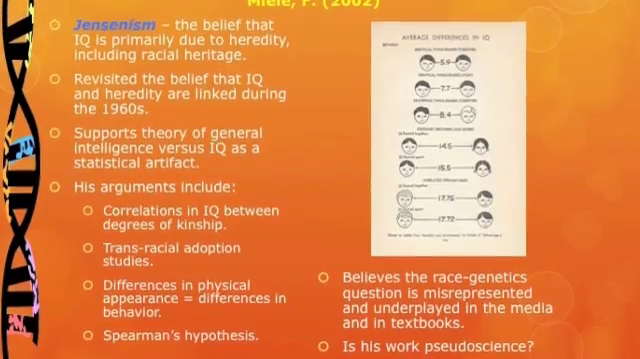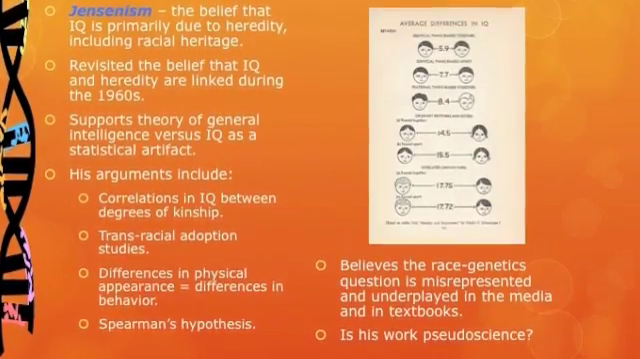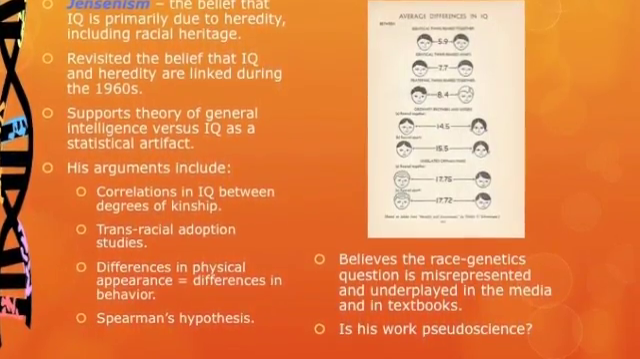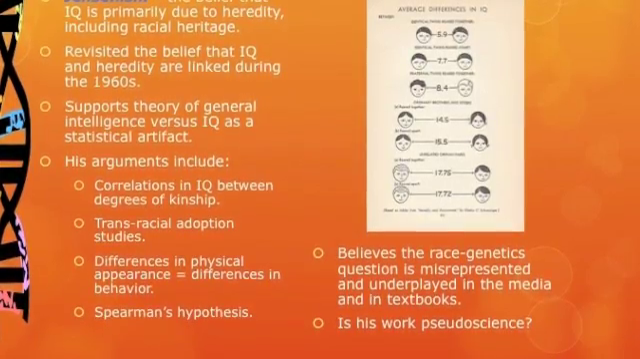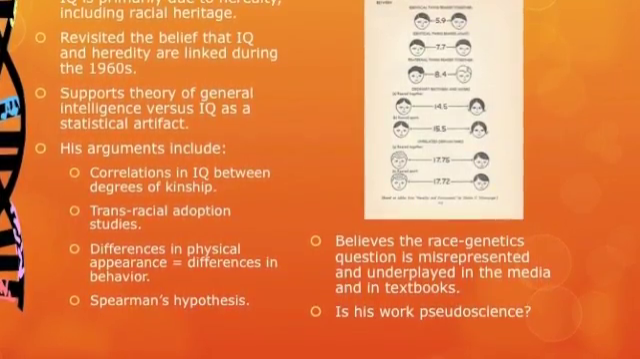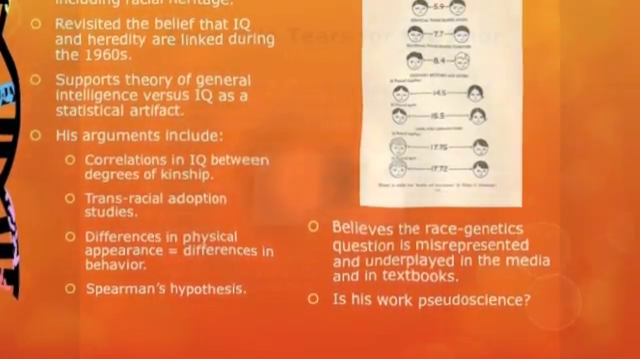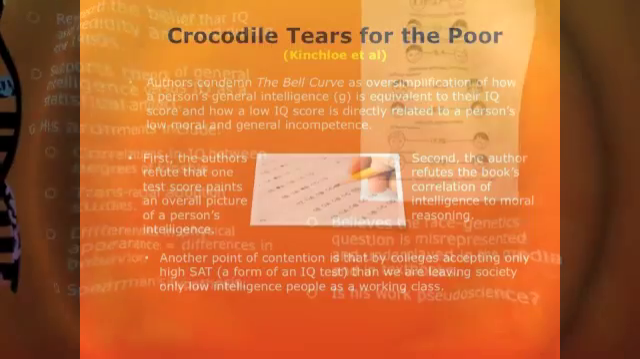His arguments supporting his theory include correlations in IQ between degrees of kinship, transracial adoption studies, and differences in physical appearance exhibiting differences in behavior. Jensen also believes that race genetics questions have been misrepresented and underplayed in the media and textbooks. His work is considered a pseudoscience by many in his field.